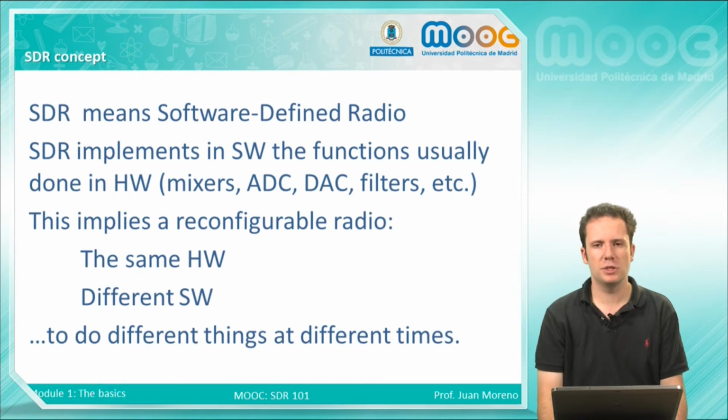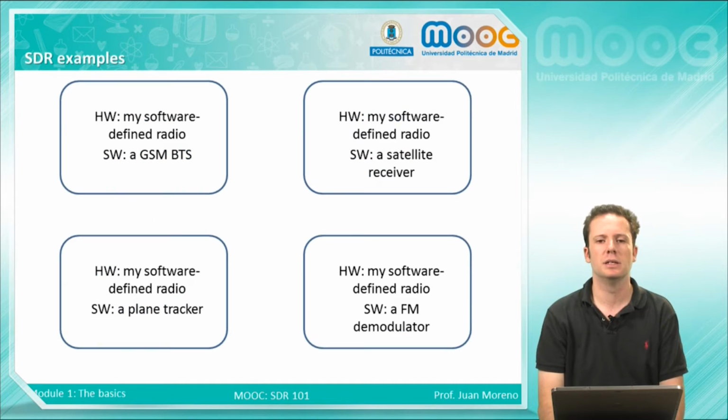This approach implies a reconfigurable radio, the same hardware but different software to do different things at different times. Here we have 4 examples. The first one could be with my software-defined radio, but the software could be a GSM BTS. Another example with the same hardware, it's implementing a satellite receiver. The third example, it's a plane tracker. And the fourth example, it's an FM demodulator.